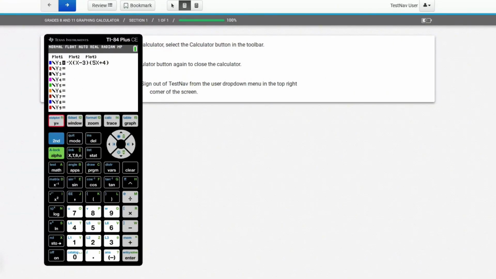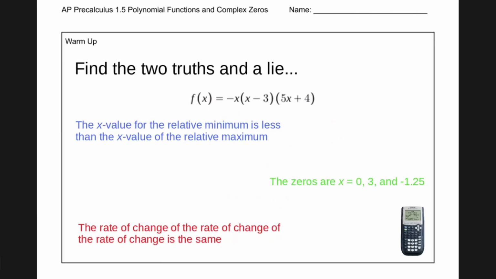I'll see you back in a minute. All right, so the lie here was the guy in green. You were the lie, because it actually went through negative 0.8. So that's where it went wrong, negative 0.8.